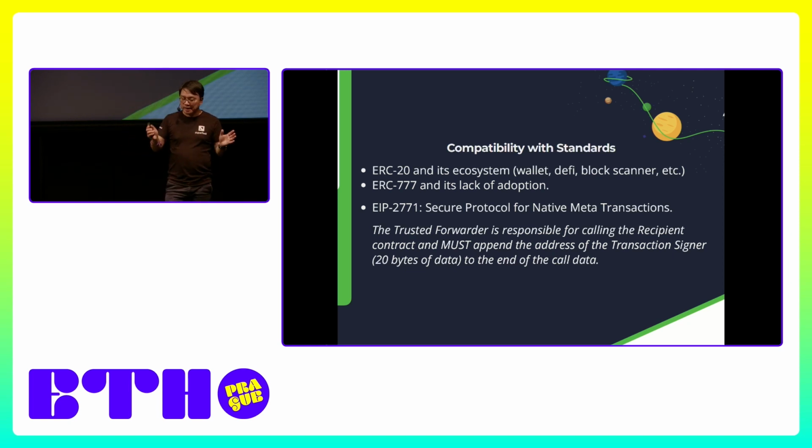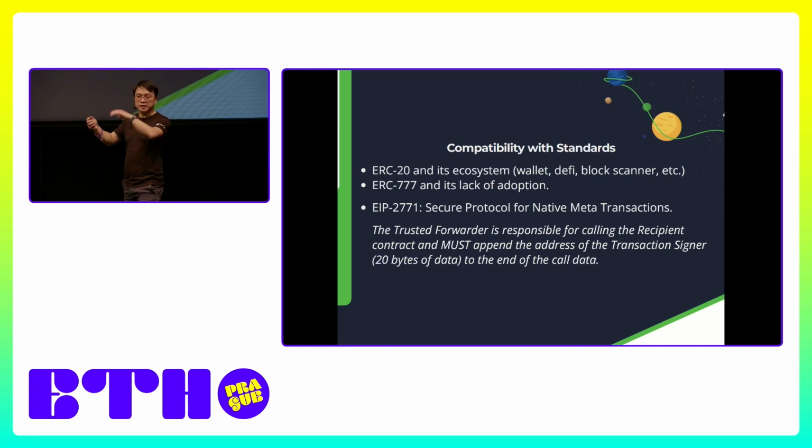And 777 is actually the opposite example. It is a standard, but it has no adoption. I mean, we made a mistake to use it, but we are the only ones actually using it. Things like 2771 are a good way to make your contract support native meta transactions, for example, right? That's basically appending the message sender in the call data, in the hidden call data.